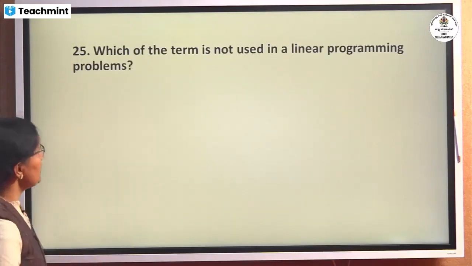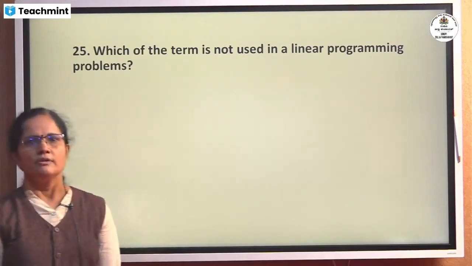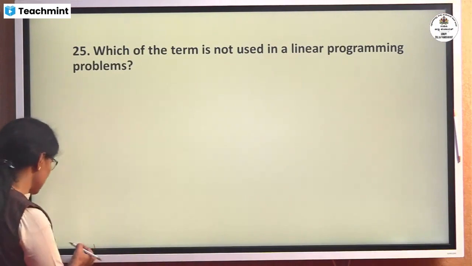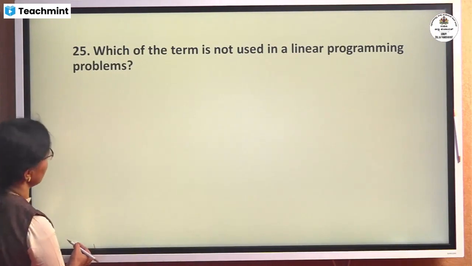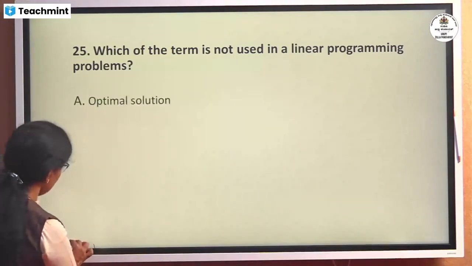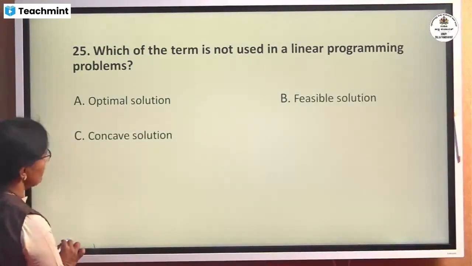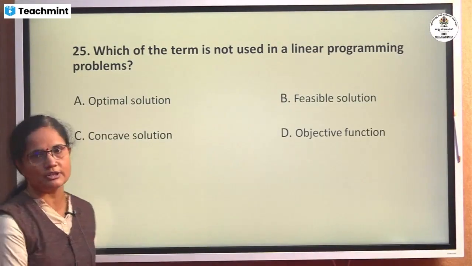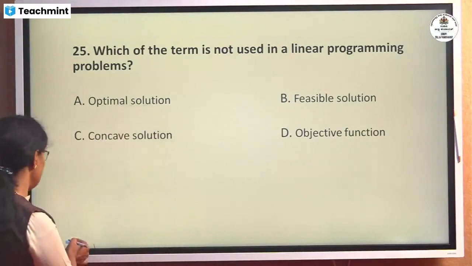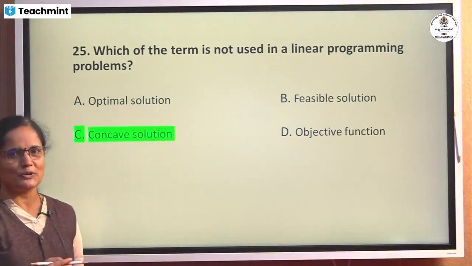So let me go for next question, that is which of the term is not used in linear programming problems? The terms will appear. You have to say the answer very quickly. Optimal solution, feasible solution, concave solution, and objective function. What is the term that is not related to this? I think you know the answer. That is concave solution, not related to linear programming problem.